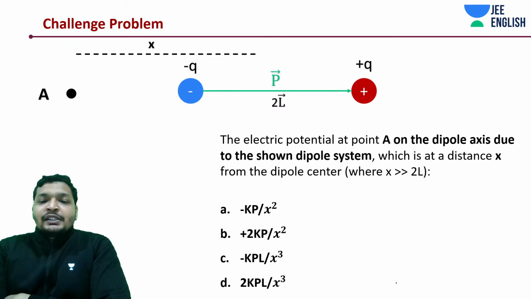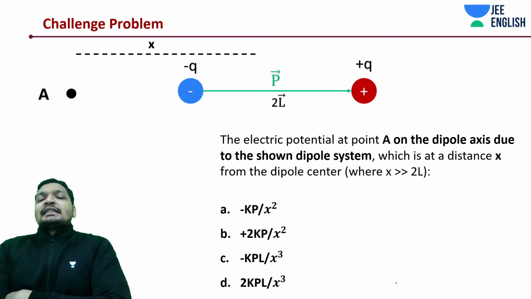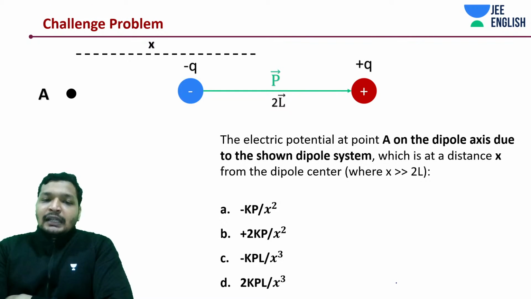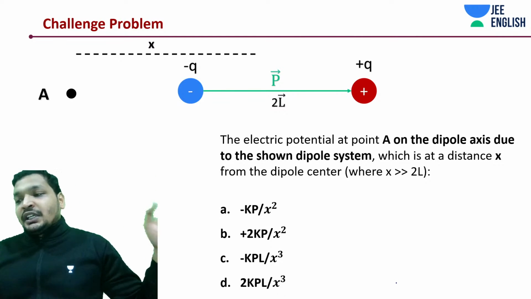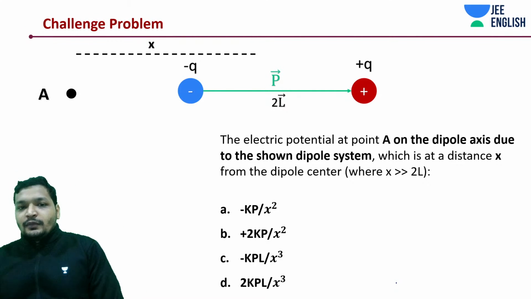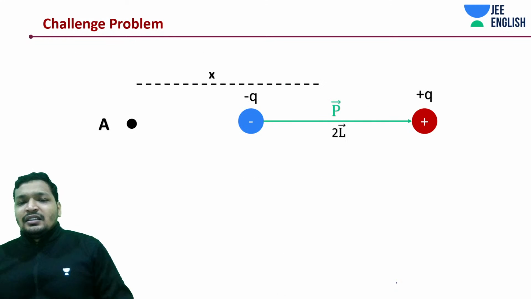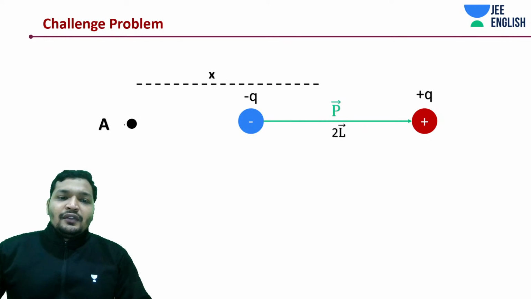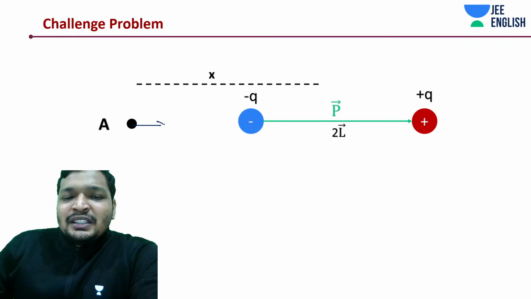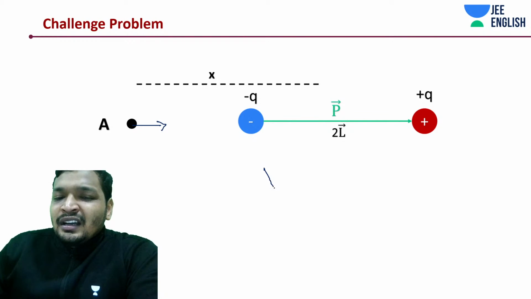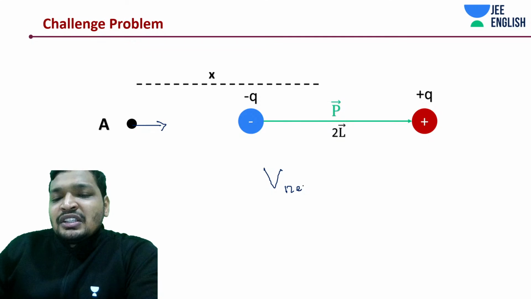The electric potential at a point A on the dipole axis due to the shown dipole system, which is at a distance x from the dipole center. This time it's lying on the negative charge side. But if you remember, for the electric field, we said that it's always going to be in this direction. Does that mean V net is going to be k into P, you need to remember this, guys, divided by x square?